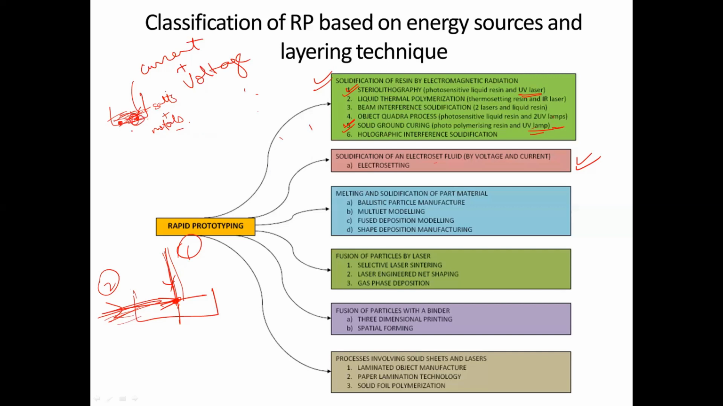As a result, you will get an object as per the design. By varying the current and voltage, you can get the required deposition at the required spot. But this process is very complicated because you need to control the voltage and current at the same time, thereby making the deposition at the desired position. So this process is not very simple, and that is one of the reasons why this process was not commercialized also. Then comes a very simple process that is called melting and solidification of the particle.